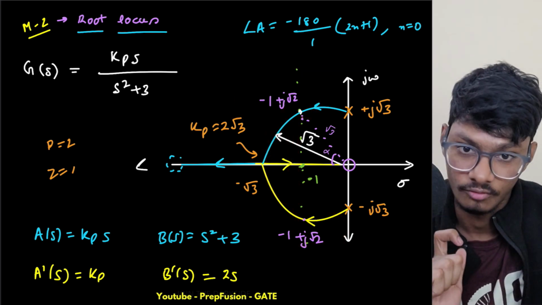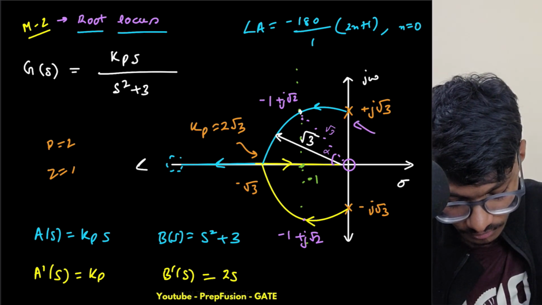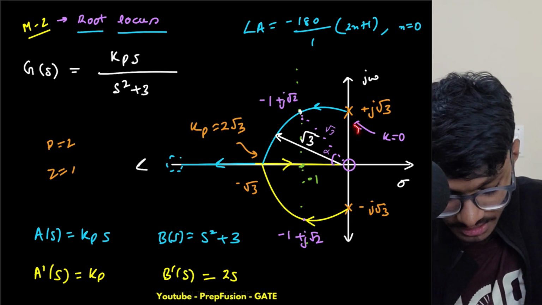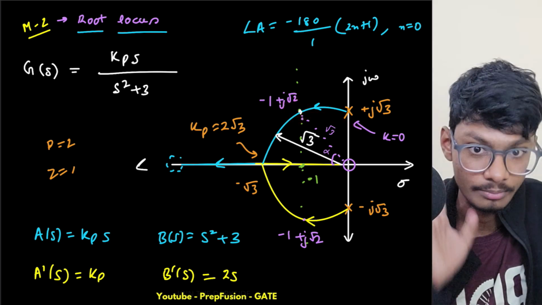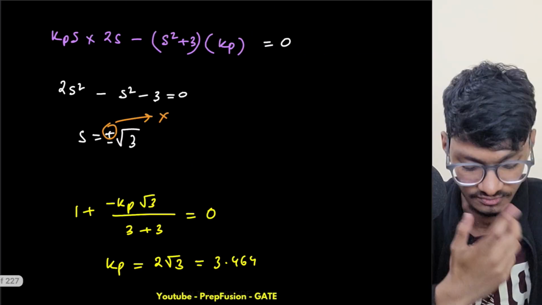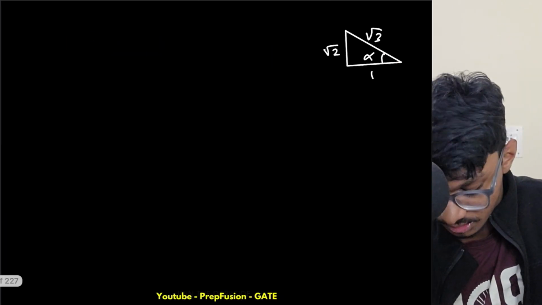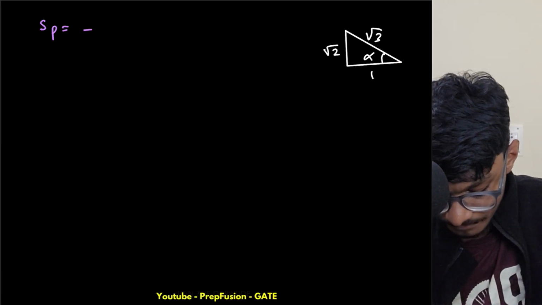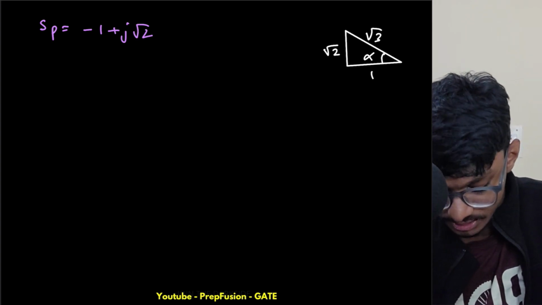So k is starting from here, k equals 0, and it is increasing. After this point it has to increase further. This is the minimum value of k. After that we'll find the maximum value also. To find the value of k, simply put that pole location in the characteristic equation.